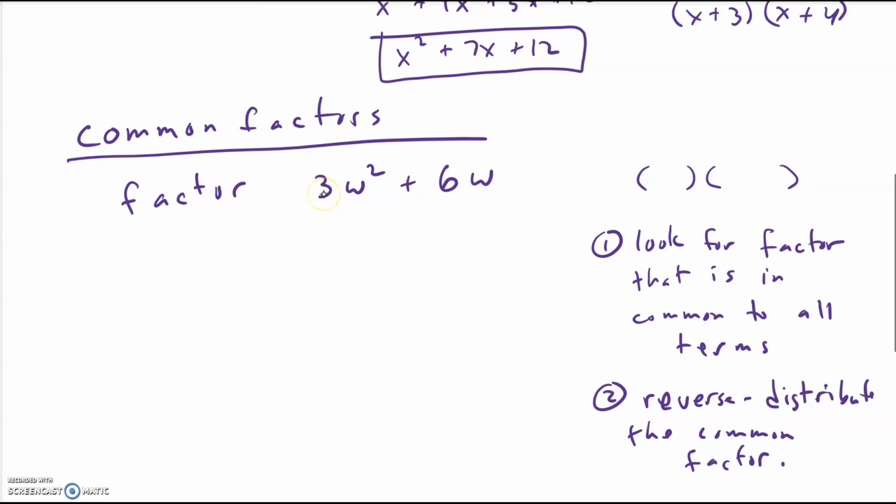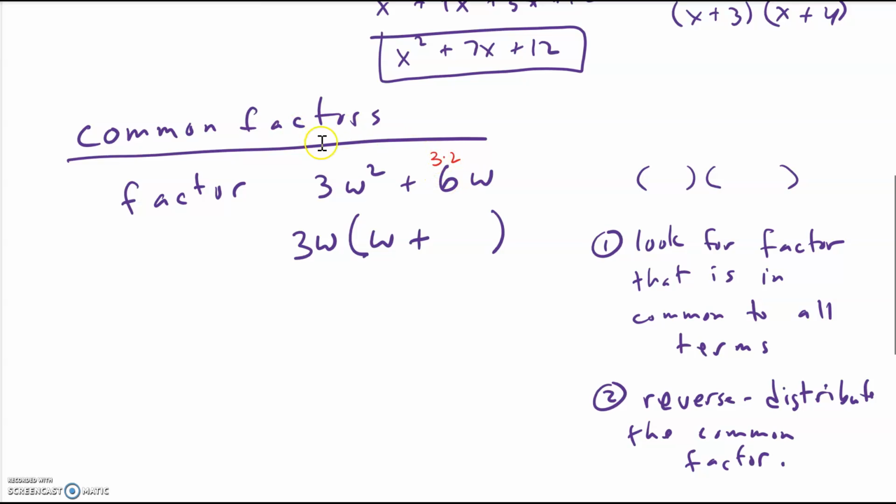So here we have 3w squared plus 6w. You say to yourself, okay, both the coefficients have a 3 in common, and they both have a w in common. So the common factor is 3w. Then you make parentheses, and think of it like an extraction process. I had a 3, I factor it out, it's gone. I had 2 w's being multiplied together, I take out 1 w, so I'm left with a w. And then I've got a plus sign. And then 6w, think of the 6 in your head, think 3 times 2.